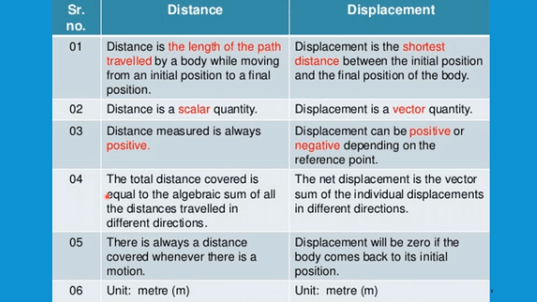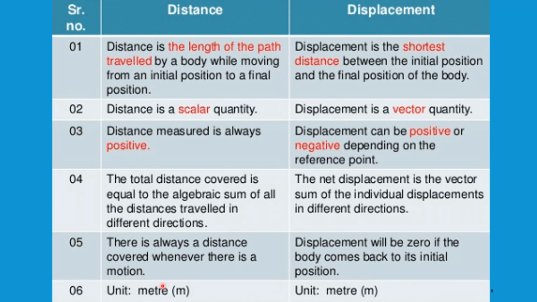Then fourth difference, the total distance covered is equal to the algebraic sum of all the distances traveled in different directions. In the case of distance, we will calculate total distance covered. Next, in the case of displacement, the net displacement is the vector sum of the individual displacements in different directions.